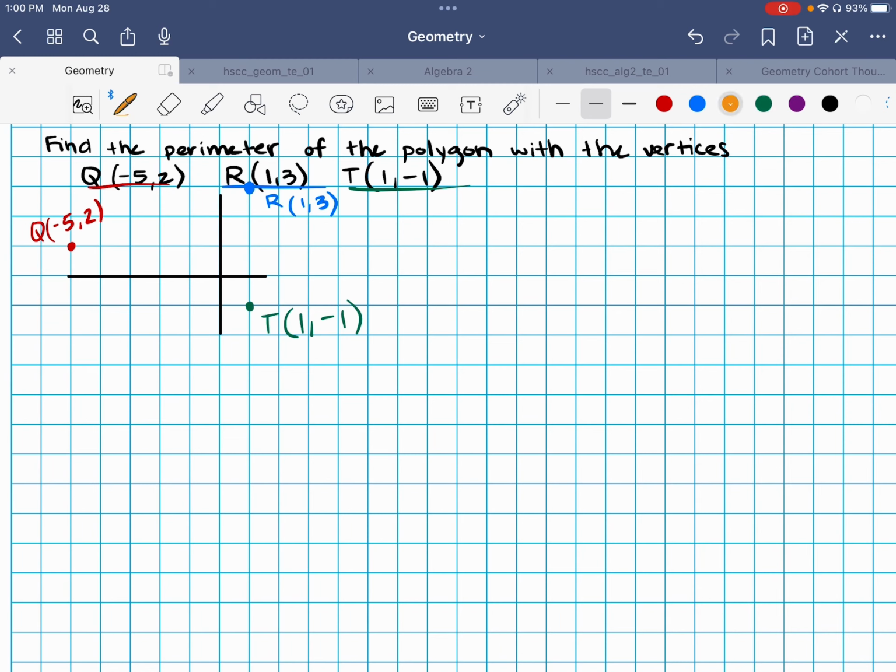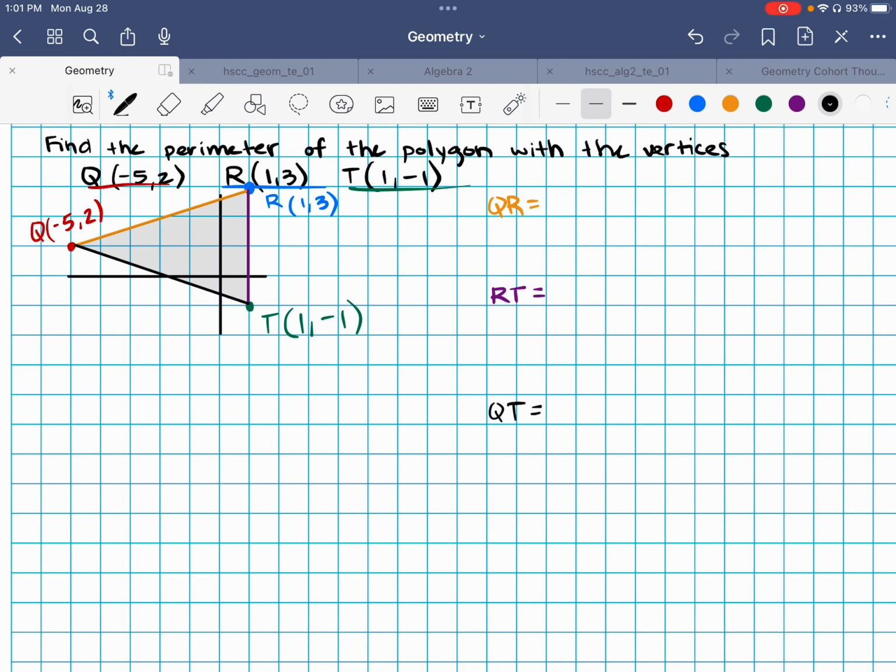So after we draw that, we're going to try to figure out how far Q is to R. Then after Q to R, we're going to figure out how far R is to T. After we figure out R to T, the last thing we're going to try to figure out is how far is Q to T. So those are the three things we need. So one more time, we need QR, then we need RT, and then finally, we're going to need to find out what QT is. So we need to figure out those three components.